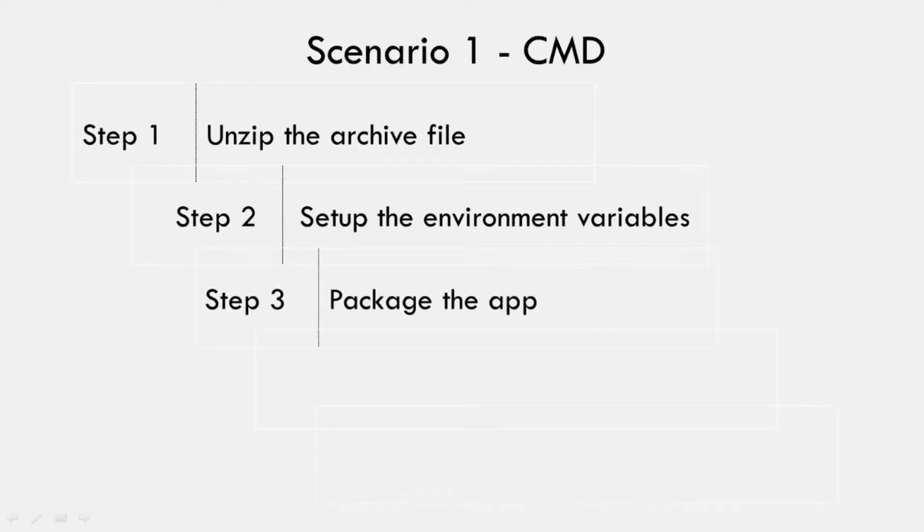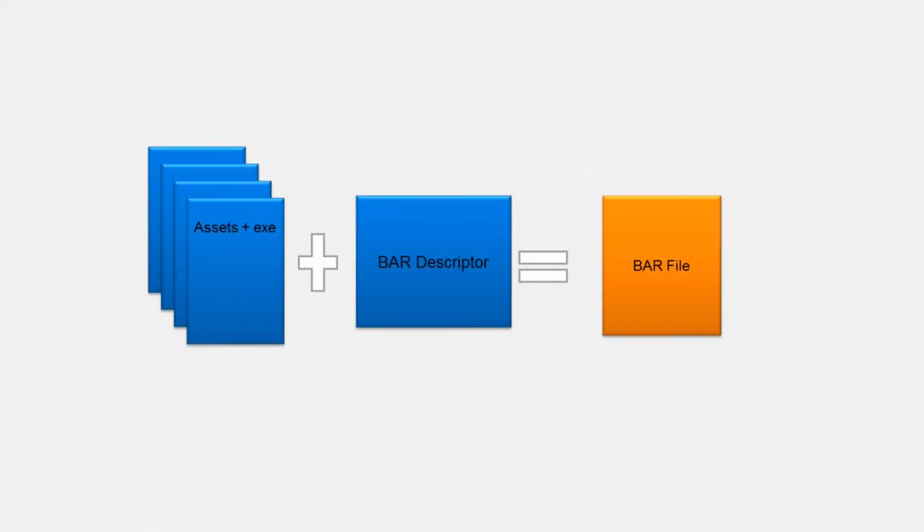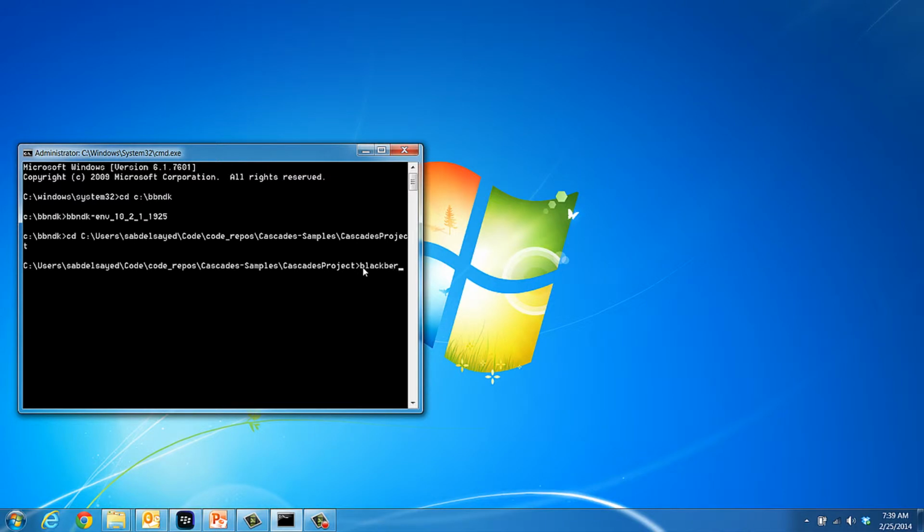Step 3. Package your app using the BlackBerry 10 Native Packager tool. The Native Packager tool uses the bar-descriptor.xml to package the project assets with its binaries into the bar file. Type and run the following command.